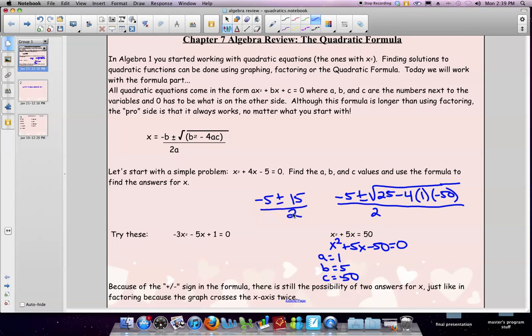This is where I split up my answers. Kids try and split them up before that. Do not try and split up the answers until you deal with that square root sign one way or another. So I get negative 5 plus 15 divided by 2, and negative 5 minus 15 divided by 2. So this would be 10 divided by 2 is 5, and negative 20 divided by 2 would be negative 10. So my two answers would be 5 and negative 10.